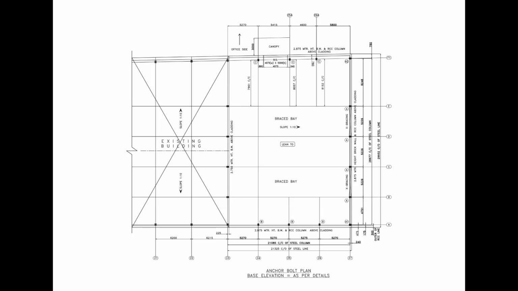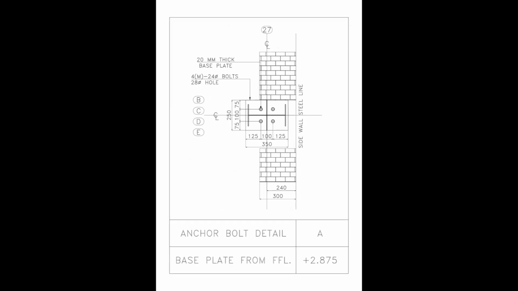These detail references, such as A, A1, A2, B, and C, tell us which specific base plate and bolt arrangement is required at each column location. This is why the anchor bolt plan must always be coordinated carefully with the individual anchor bolt details before construction begins. Here we are looking at anchor bolt detail A.